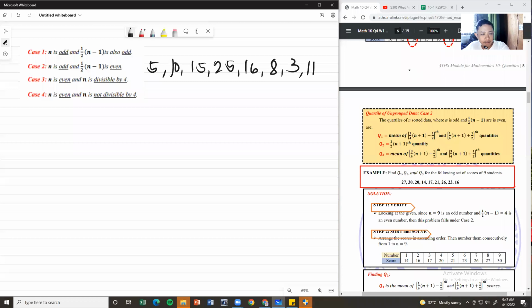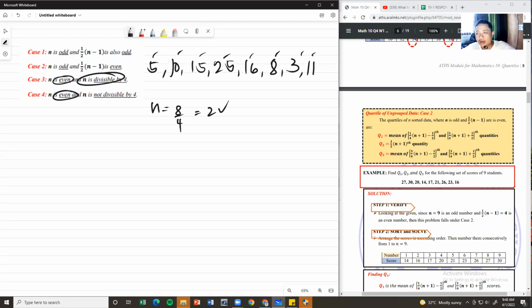So we have here 1, 2, 3, 4, 5, 6, 7, 8. It's even, so either case 3 or case 4. Now, let's identify. Our n is 8. Let's see if it is divisible by 4. Is 8 divisible by 4? Yes or no? Can you divide 8 exactly by 4? Yes. If that's the case, it belongs to case 3, because 8 divided by 4 is equal to 2. So we are in case 3. Okay?